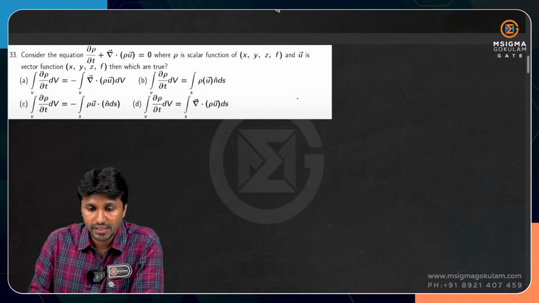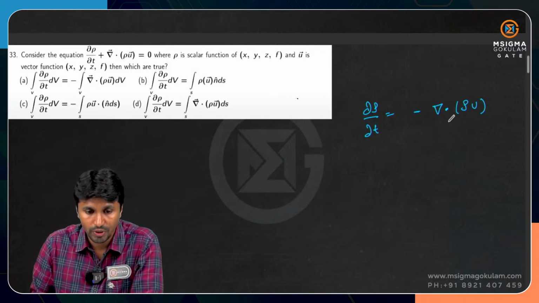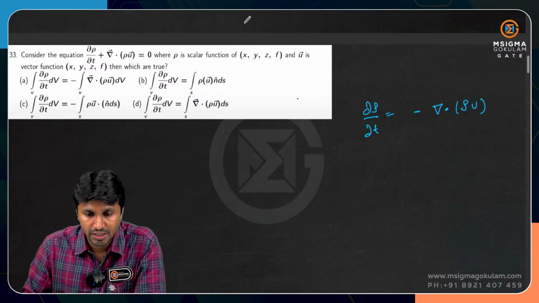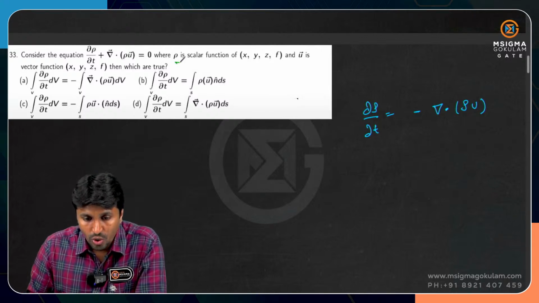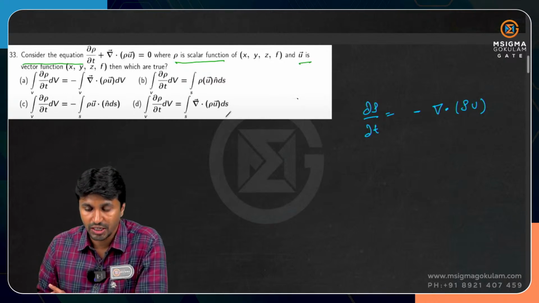Look at the next question. Dou rho by dou t is given as, if I send this to the other side, minus del dot rho u. So this is what is given. What is the extra information that is given to you? Rho is a scalar function and u is a vector function. Then which of the options are true?